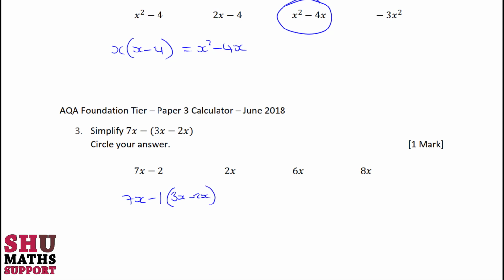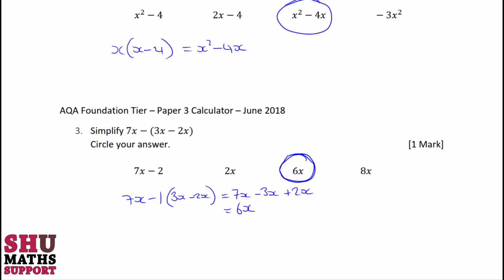So then we'll leave the 7x for now, and we have minus 1 times 3x, which is minus 3x, and minus 1 times minus 2x, which is positive 2x. So this means we have 7x minus 3x plus 2x, and then 7x minus 3x plus 2x is equal to 6x, which is the third option in the list.